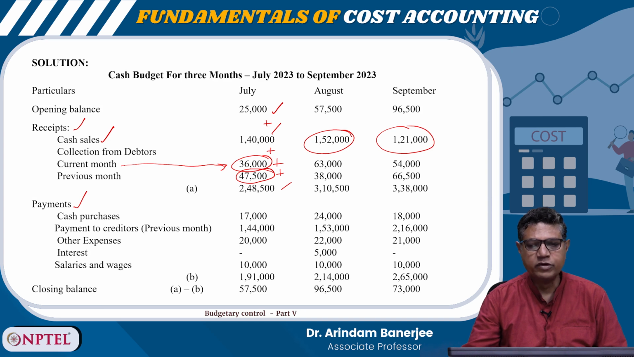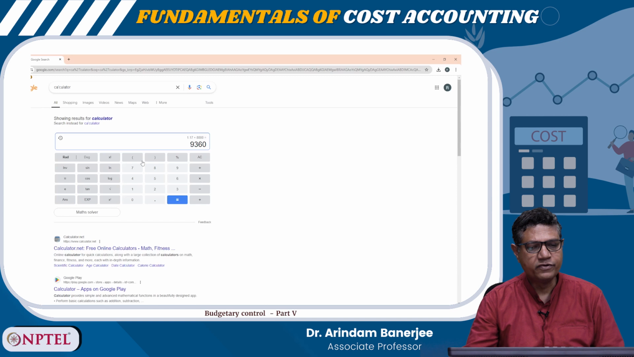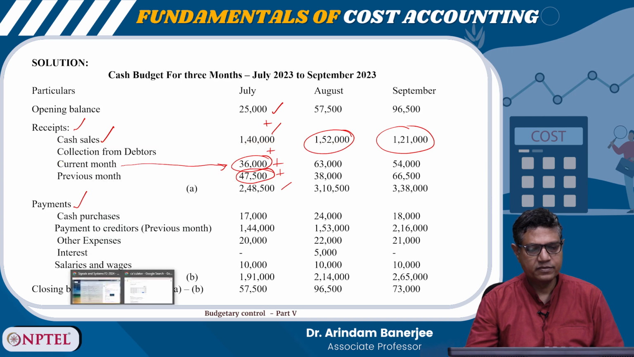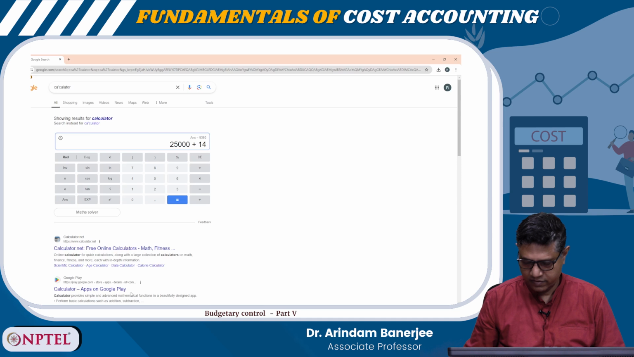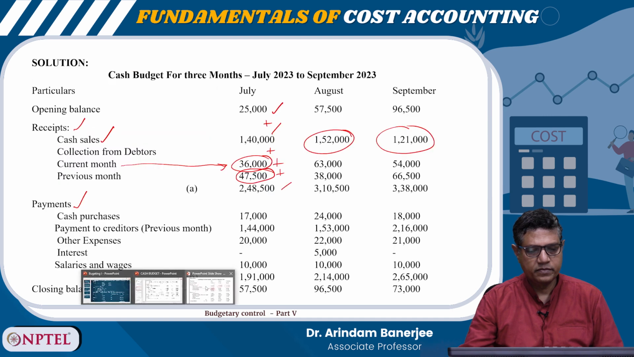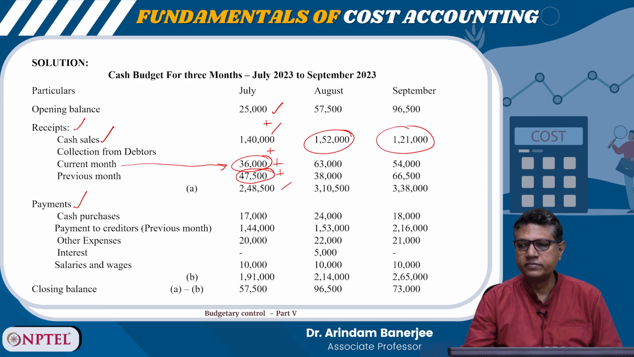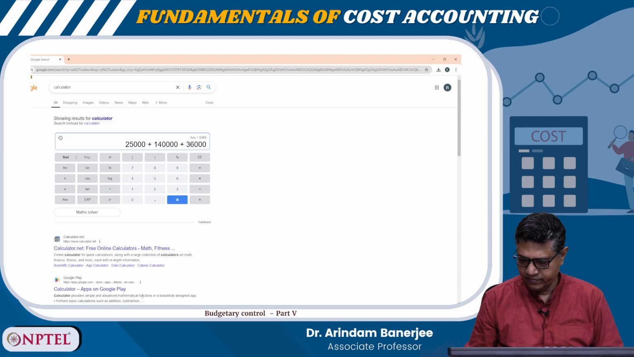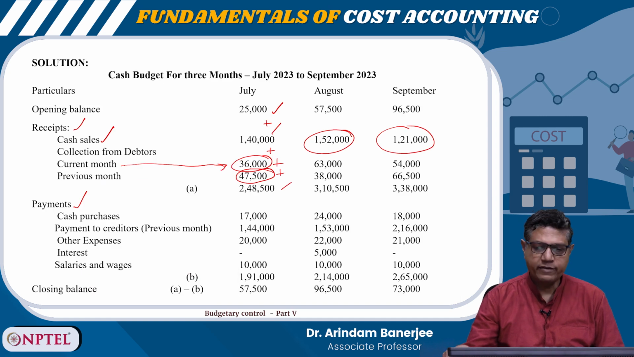So we can check the calculation here. I can go to the calculator. 25,000 plus 36,000 plus 1,40,000 plus 36,000 plus 47,500. So if you add, it is 2,48,500. So you can see here it is 2,48,500.